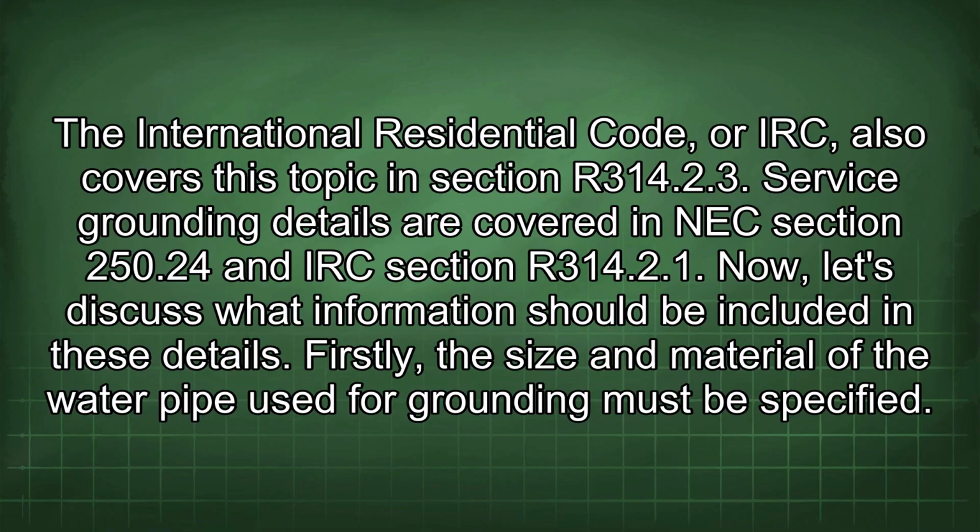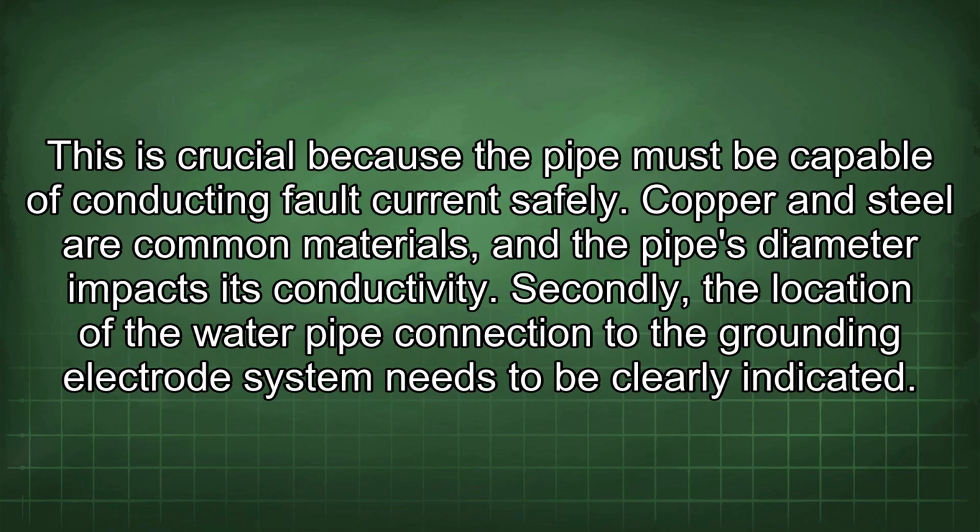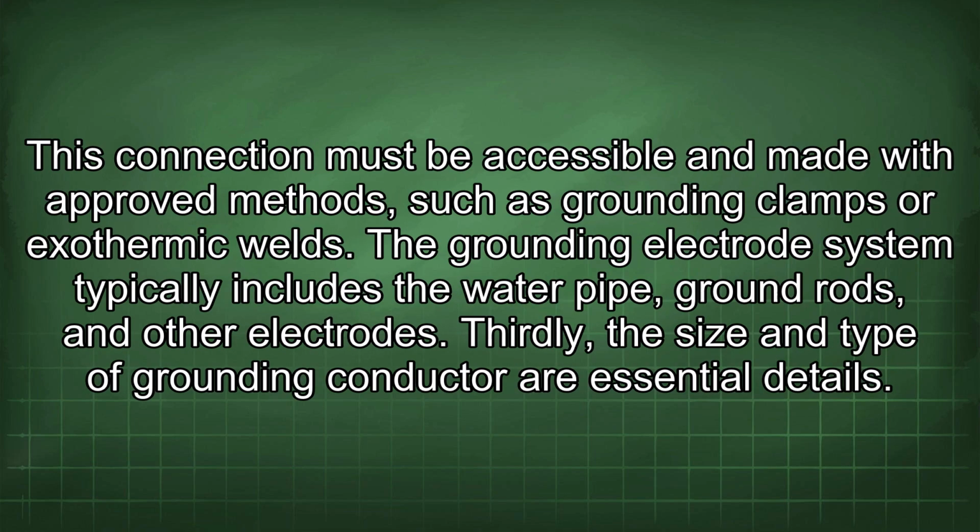Firstly, the size and material of the water pipe used for grounding must be specified. This is crucial because the pipe must be capable of conducting fault current safely. Copper and steel are common materials, and the pipe's diameter impacts its conductivity. Secondly, the location of the water pipe connection to the grounding electrode system needs to be clearly indicated. This connection must be accessible and made with approved methods, such as grounding clamps or exothermic welds. The grounding electrode system typically includes the water pipe, ground rods, and other electrodes.